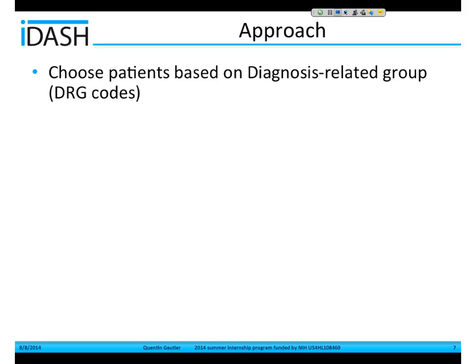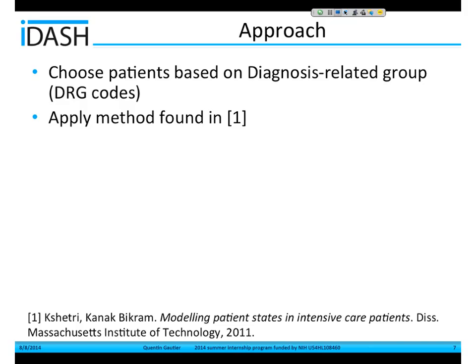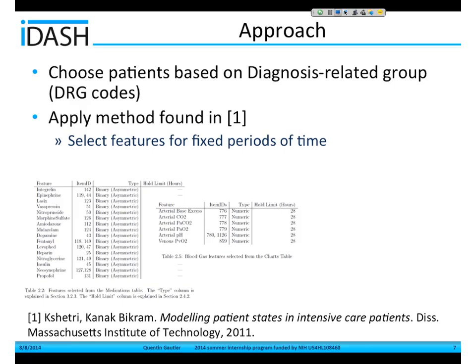So our first approach to that was first to choose the patients based on their DRG code. This is a code attributed to each patient at the time of hospitalization. It's mostly for billing and insurance purposes, but it can group patients with similar conditions. And then we applied a method that we found in a master's thesis from MIT that gives us a list of clinical features that are very relevant and give very good information about a patient's condition.